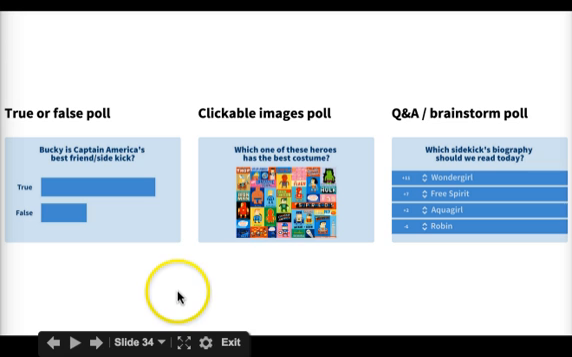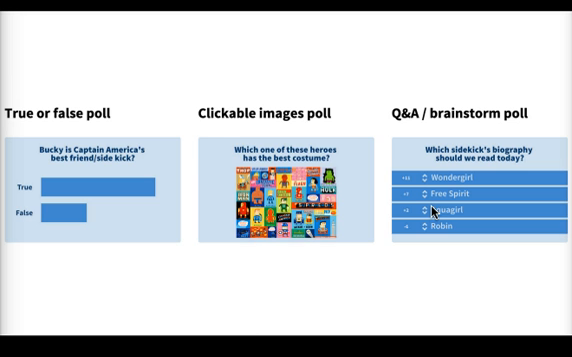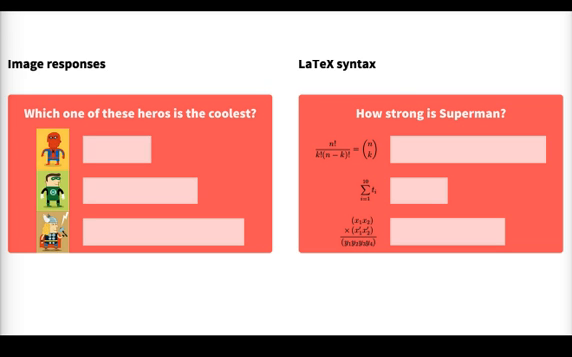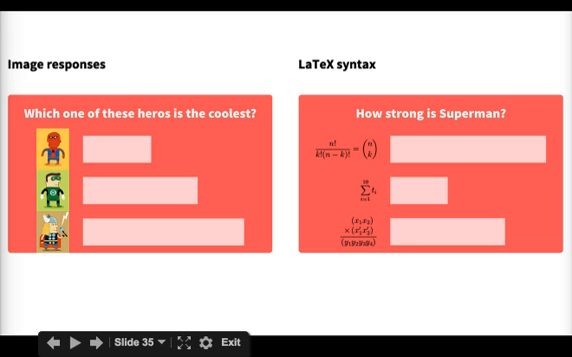So that's a nice way to display the free response. You also have some other really nice features here, like true false and the clickable images poll, so if you wanted them to just click on the image, or a Q&A type brainstorm. Sometimes you just want to get feedback on what we should read today. Let's crowdsource this: out of all these current events, which article should we dig deeper into? Sometimes you just want that quick feedback. You can do image responses, and for our math teachers, you can also use the LaTeX syntax, so you can put equations and things into the poll, which is very nice.